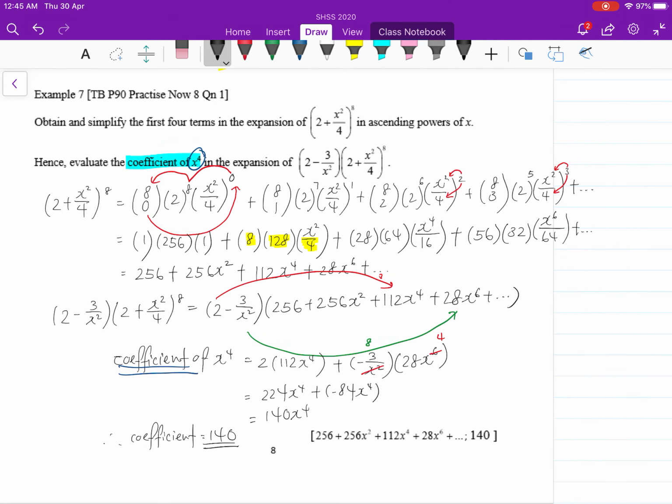Alright, now this is a very popular O-level question. You need to know how to do this question. Take some time to understand this question, then do the practice question in the textbook that I gave you.